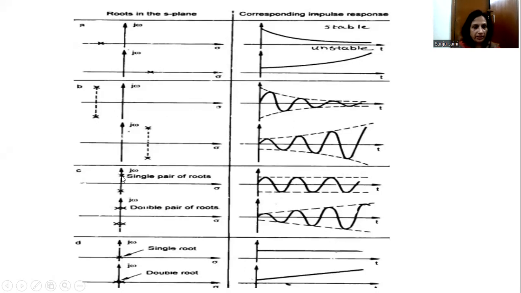If we are having non-repeated roots on the j omega axis or on the origin, then the system is marginally stable. That is being shown by this response as well as that fixed amplitude response. And in case we are having repeated roots on the j omega axis or on the origin, then the system response increases and it becomes out of bound and the system is unstable. So from these responses we can very well judge that the roots of the characteristic equation completely describe the behavior of the system.